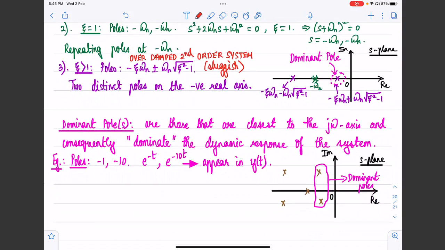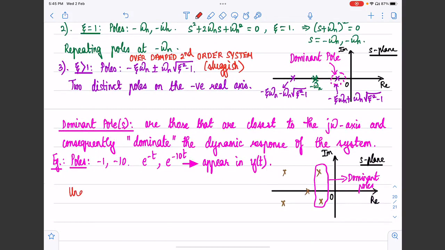And we introduced the notion of dominant poles, those which are closest to the imaginary axis and consequently will dominate the response for a longer period of time. All right, so these are the important concepts that we want to learn today.